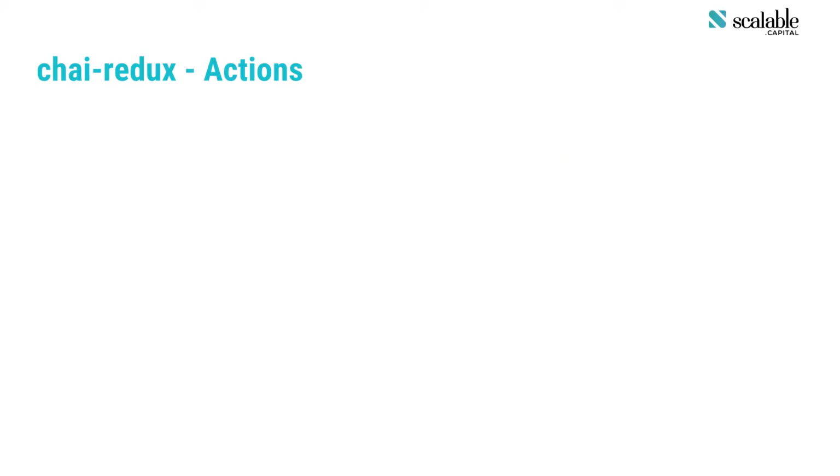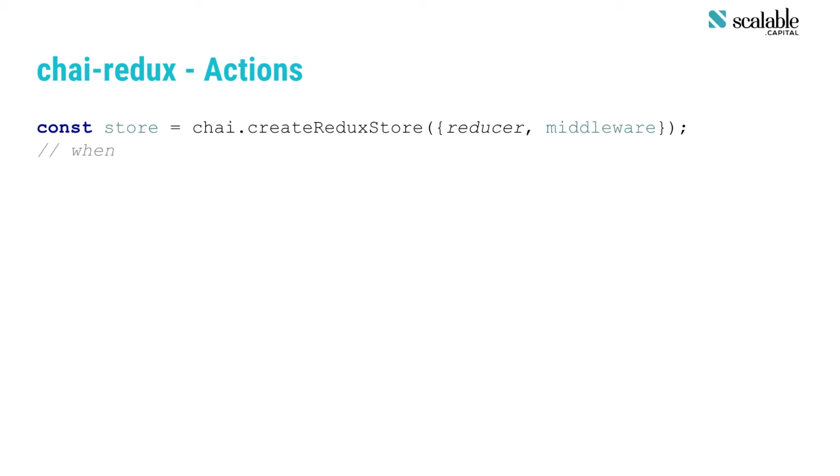And I'm going to show you, like with all the other tests, how it works. So first we're going to say chai create Redux store. What a chai helper does is it extends your chai API. So now we have a function called create Redux store, and we pass it our reducer and our middleware.